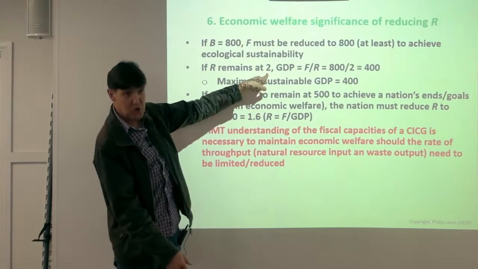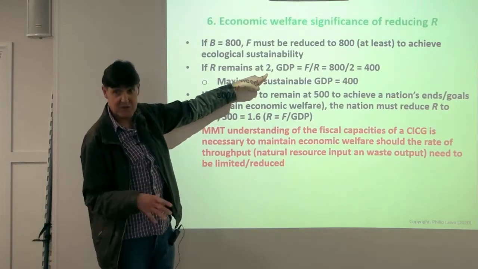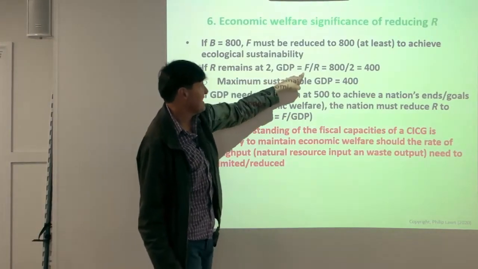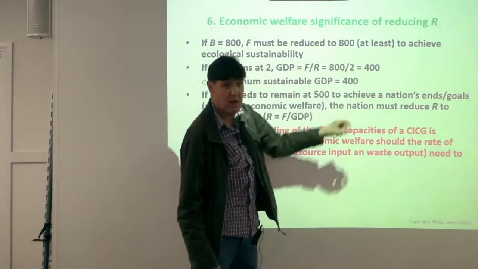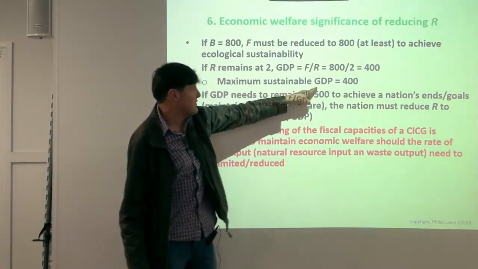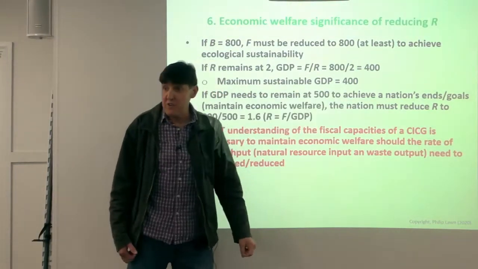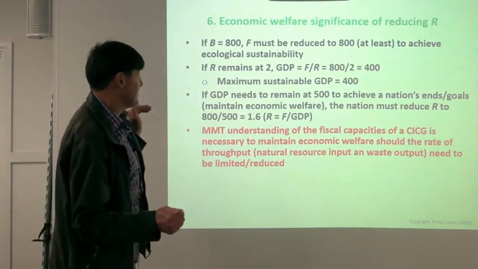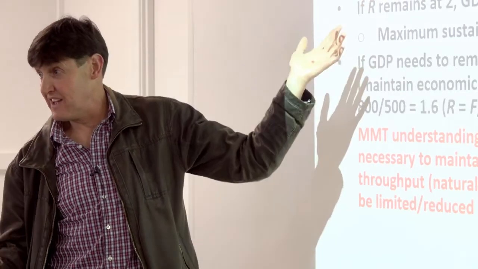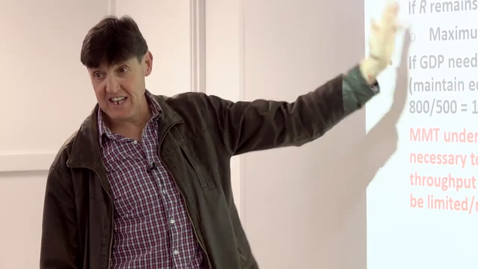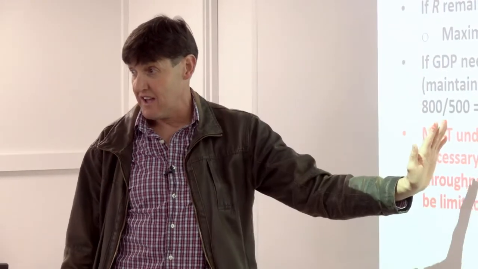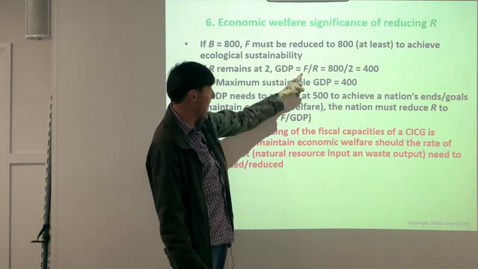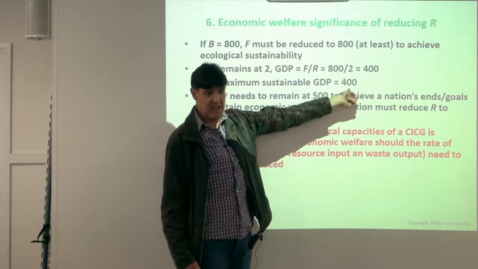If R remains at 2, so there's no technological progress that reduces the resource intensity of economic activity, then GDP is going to be 800 divided by 2, which is 400. So the maximum sustainable GDP is 400. So if you're in a situation, like those 2/3 of all countries on the planet that are producing 500, say, GDP, but your footprint is in excess of biocapacity, you've got to reduce your footprint so it's again equal to biocapacity, and you don't do anything about R, then the maximum sustainable GDP will fall.